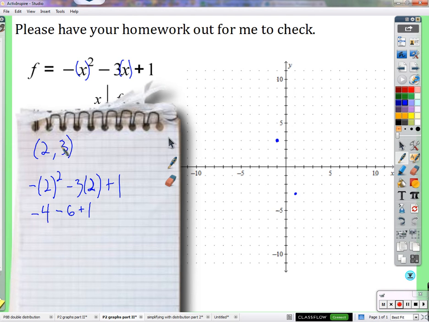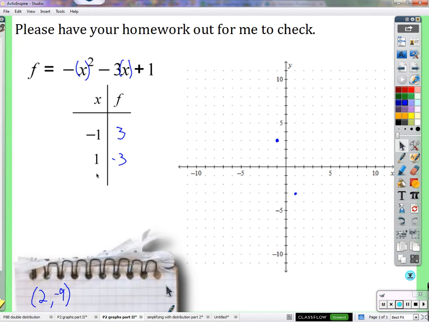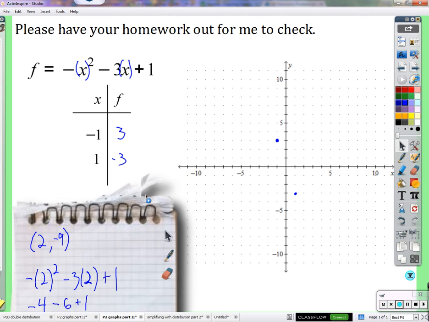Okay, so we'll just fix it. Negative 4 minus 6 is negative 10, plus 1 is negative 9. Yeah, that's better. Negative 9. Sorry about that. It's no problem. Now we have another point: 2, negative 9.